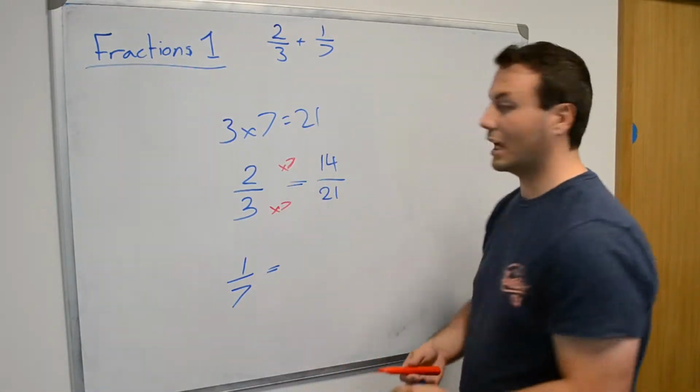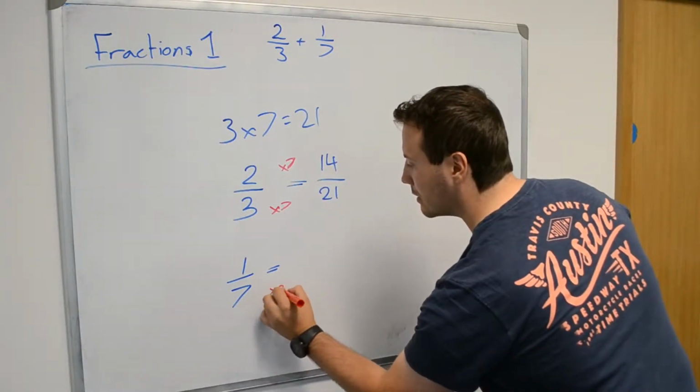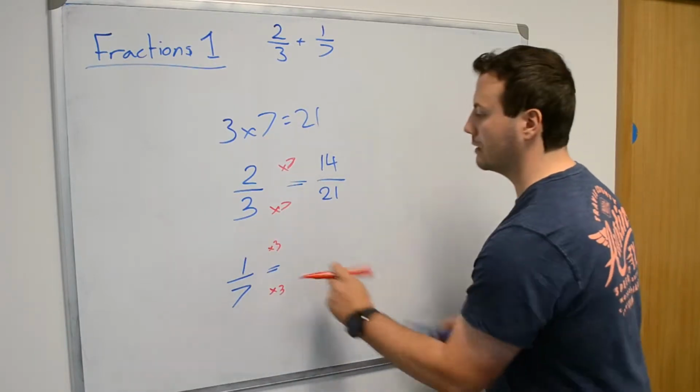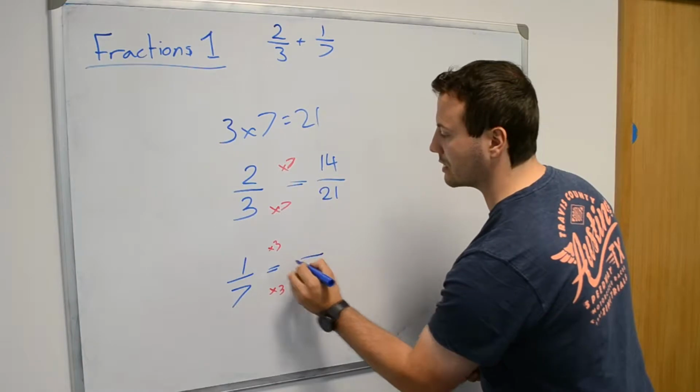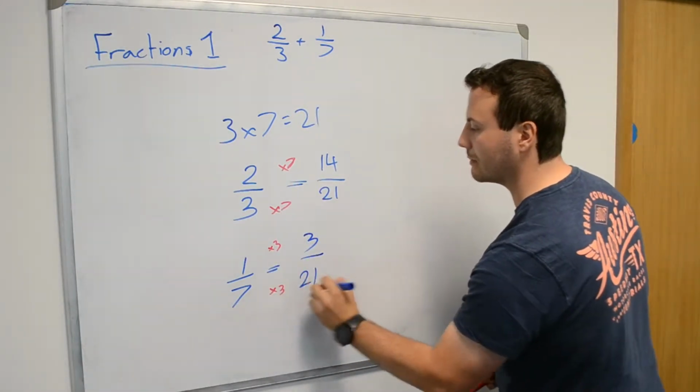How do we get 7 to 21? Well, we have to multiply by 3. And same again, we do the same to the top. And now that gives us an equivalent fraction of 3/21.